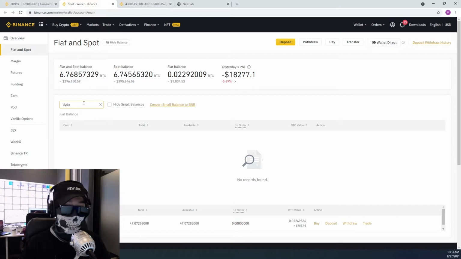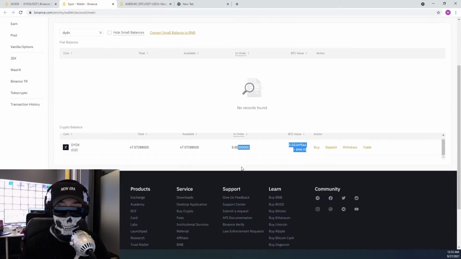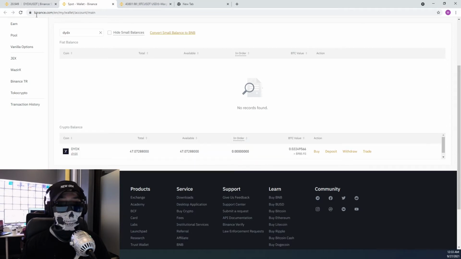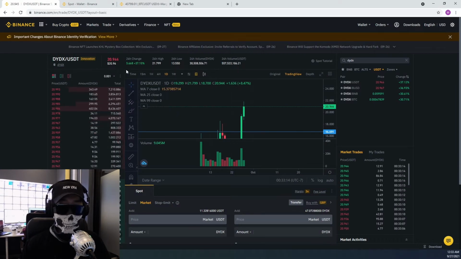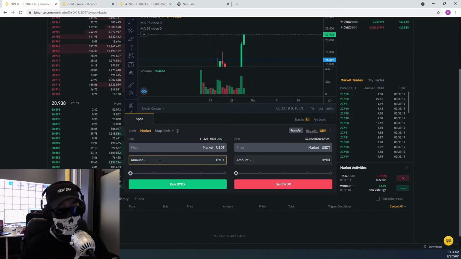So DYDX, and you can see it's right here. You got your Bitcoin value, and it'll also give you the USD value inside of your wallet. But it's not going to actually show you what the exact profit and loss is inside of your dashboard over here. So you're going to actually be able to see all those numbers inside the futures market, but we'll cover that right after we go over the margin market.